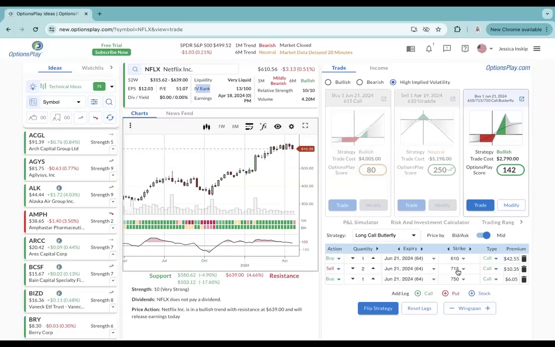The way that you structure a long call butterfly is, remember the strategy driver. The strategy driver is the long call.